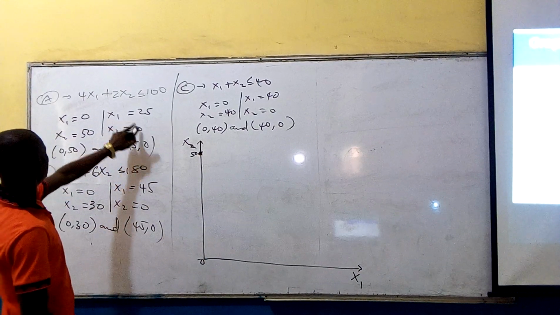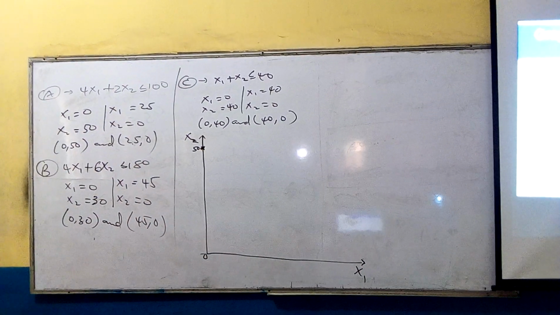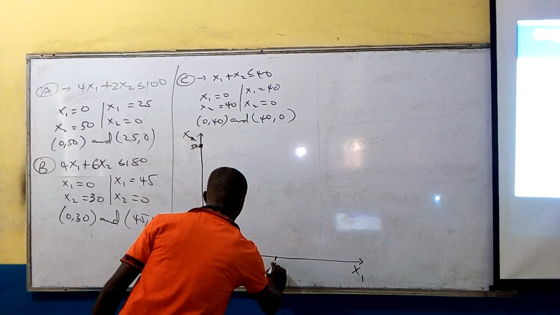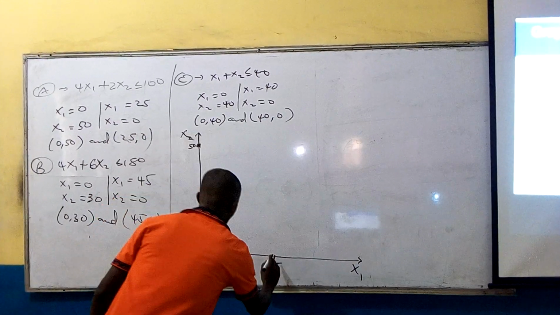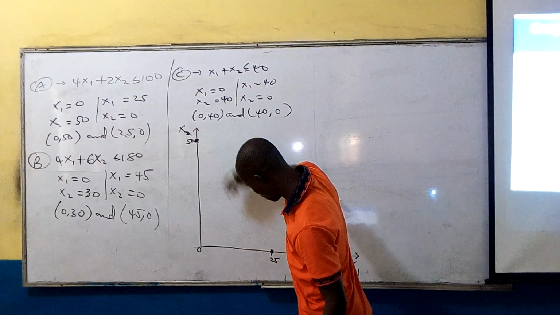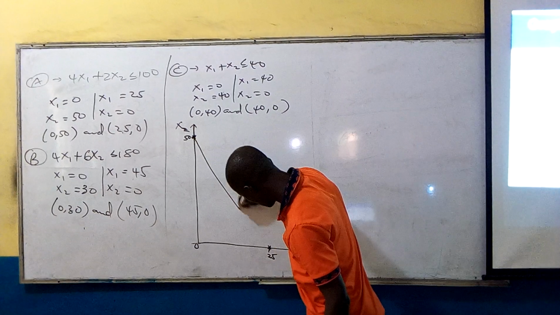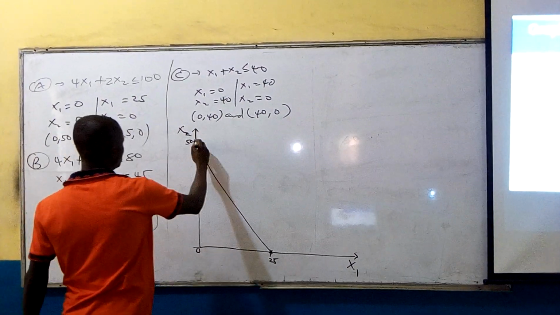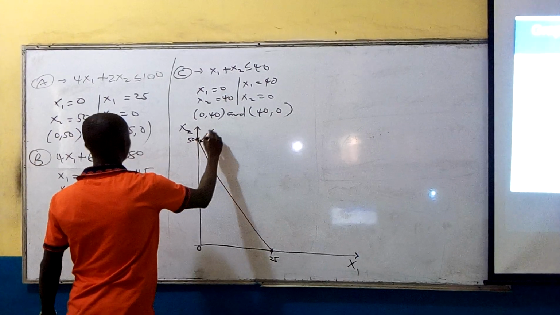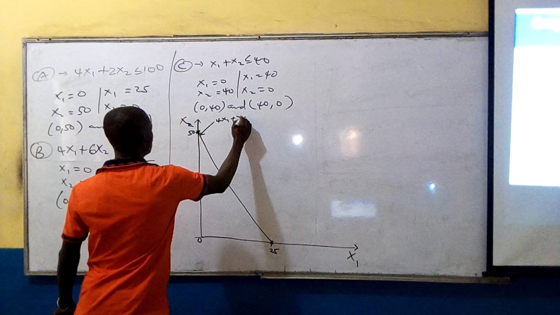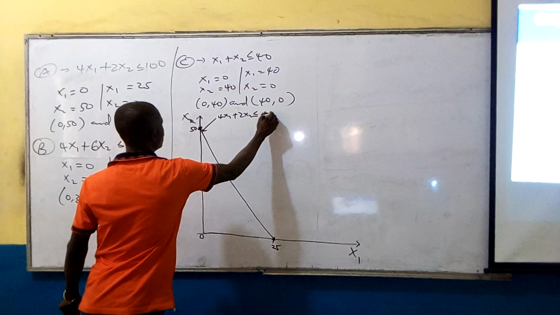Then the next one will be 25. So let's assume this is 25. 25 against 0. Plot 25 again. Then we draw a line. I'm not good at some of these things. We have this. So this is the function, 4x1 plus 2x2 less or equal to 100.